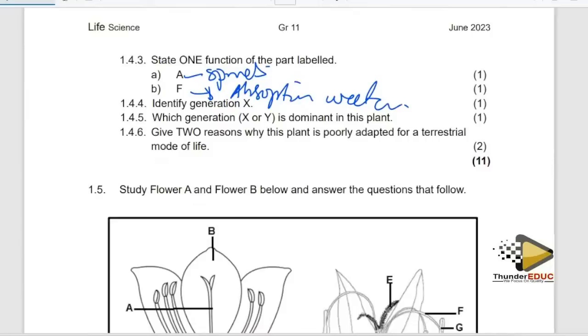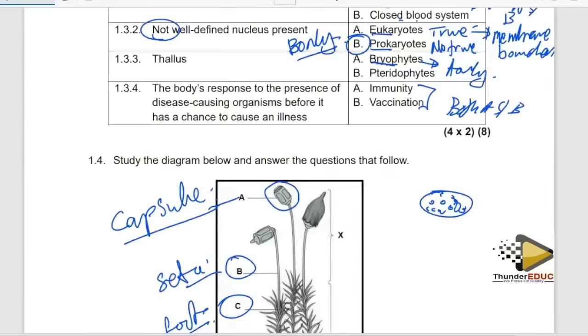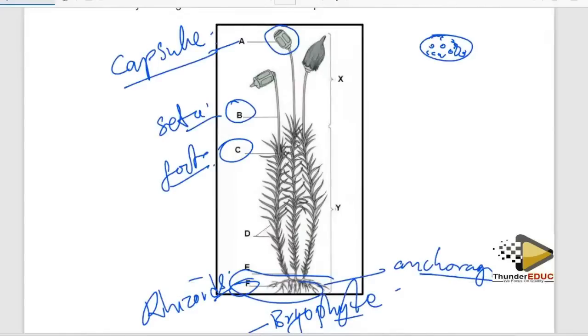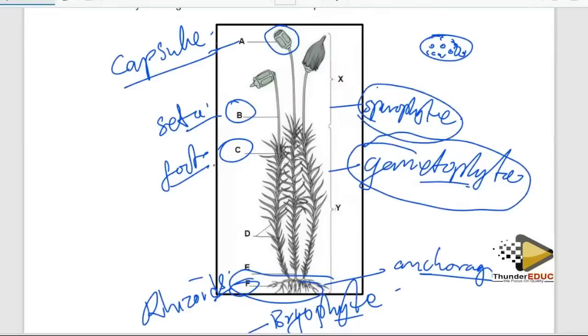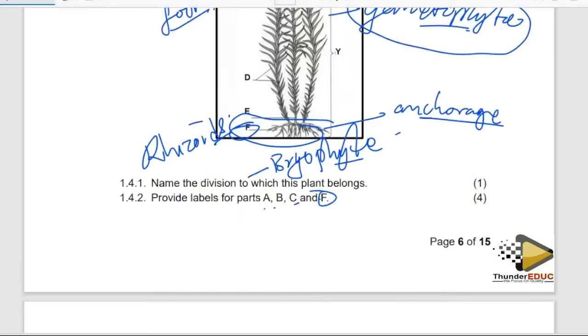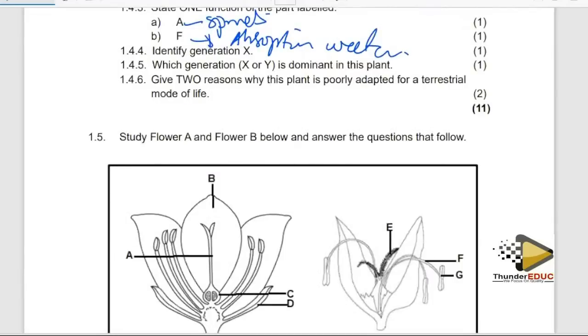Identify the generation X. Which generation? Don't forget that if you go back to our distinction material, you'll find out that we say that this is called the sporophyte. And then this is called the gametophyte. And don't forget that we say that in bryophyte, gametophyte is the dominant generation over the sporophyte. But in the rest of the other plants, the sporophyte is the dominant generation. Take note of that.